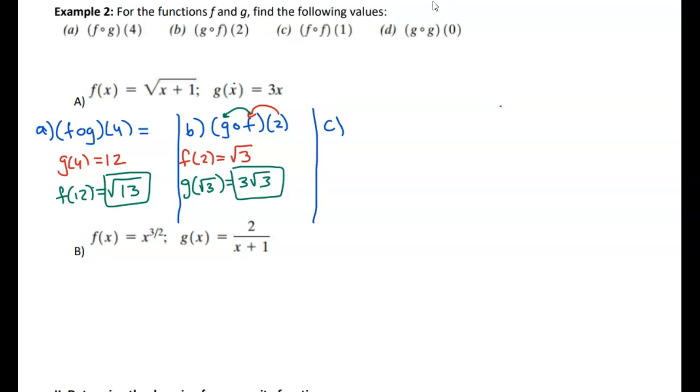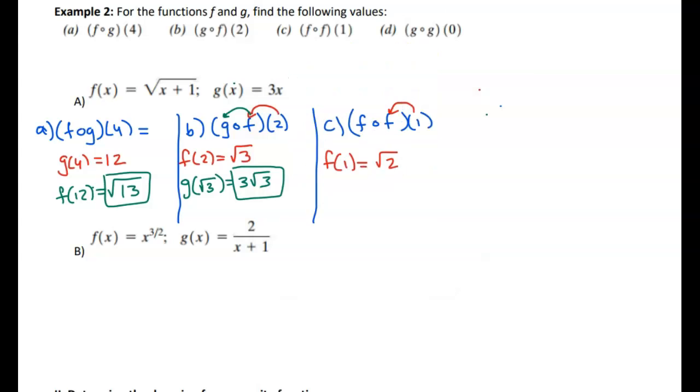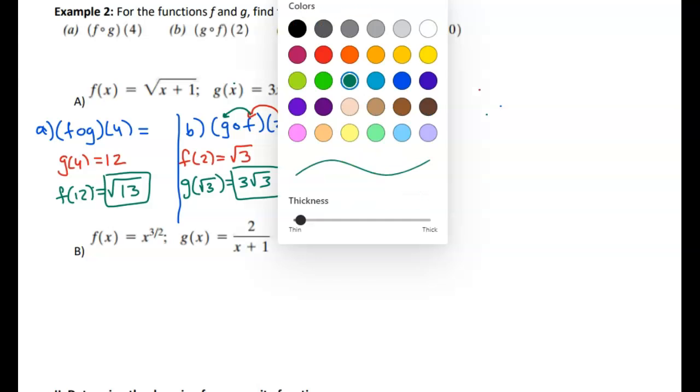Let's look at C, f of 1. Alright, so let's start to do backwards. Plug in 1 into f. f of 1 equals square root of 2. And then that square root of 2 gets plugged into f again. f of square root of 2 is square root of 2 plus 1. It looks kind of weird, square root inside of square root, but it happens.